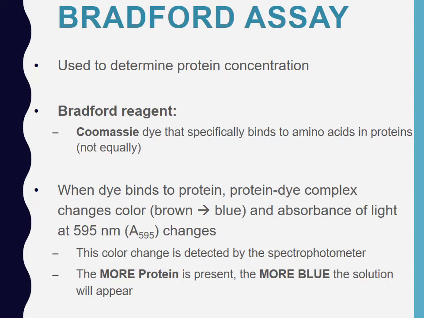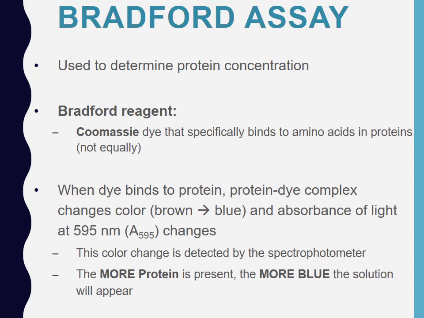So the basis of this assay is to use something called the Bradford reagent, and the key component of the Bradford reagent is a dye that is referred to as Coomassie. Coomassie will specifically bind to the amino acids found in proteins. And in particular, Coomassie will target positively charged functional groups on amino acids. So it doesn't just bind anywhere, but it binds to all those positively charged R groups.